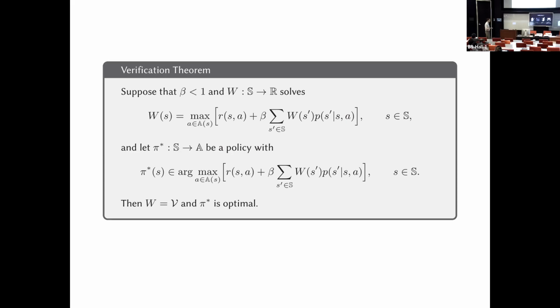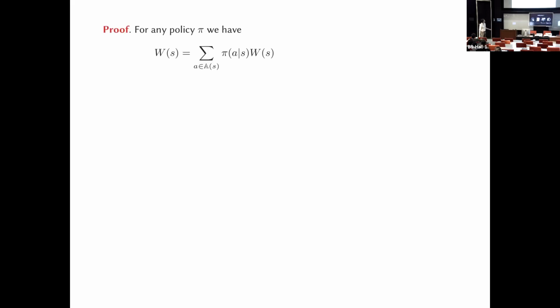And then you can show if you have such a pair, the W must have been your value function and pi star is optimal. That's what we call a verification theorem. You verify that if you have a solution of the dynamic programming principle, this must have been your value function. And since this is important, I have a proof for you. So you start with an arbitrary policy, and you write down this function W at time S, or in state S. Sorry.